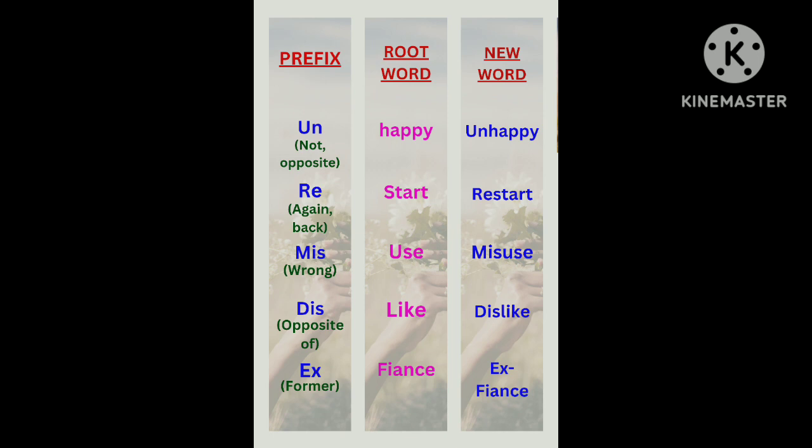Mis when added to root word use becomes misuse, that means the wrong use. Dis when added to like, it becomes dislike, that means the opposite of like. When ex, a prefix, is added to fiancé, it becomes ex-fiancé, that means former fiancé. Remember, we sometimes add hyphen after some words like ex or self, like self-explanatory, self-made, etc. Thus, we can say that prefix completely changes the meaning of the root word.